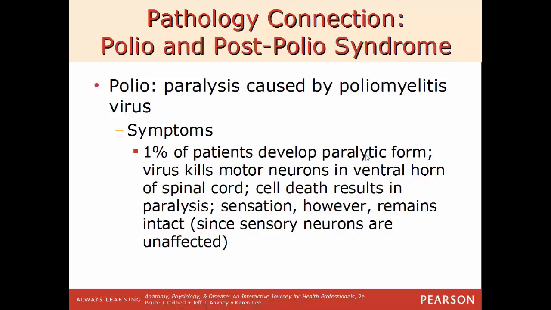And what happens is the virus will kill motor neurons in the ventral horn region of the spinal cord. So the cell death will result in paralysis. And we're talking about death of the motor neuron, so the movement is what is affected. The sensation, or the sensory neurons, remain perfectly fine. The patients who have this form are still able to sense and feel things, but they just can't move limbs.